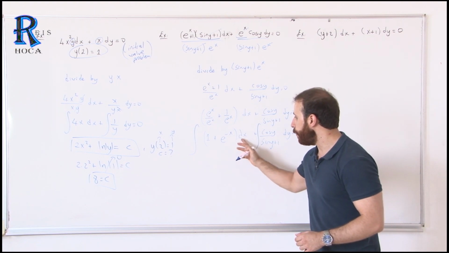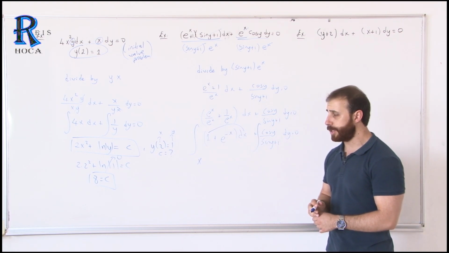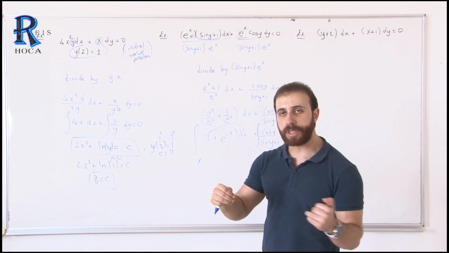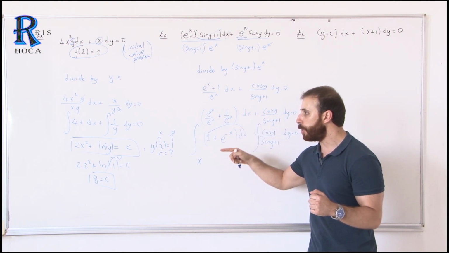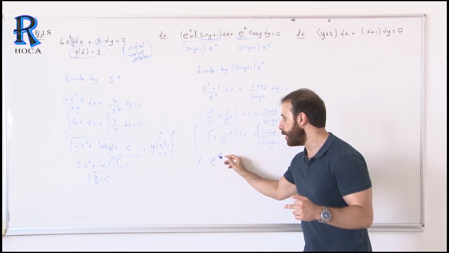So the integral of 1 with respect to x is just x. Exponential minus x: what's the integral of an exponential? It's itself over the coefficient of the variable. The coefficient of the variable is minus 1. So it's exponential minus x over minus 1, and sending the minus 1, it will be minus exponential minus x.